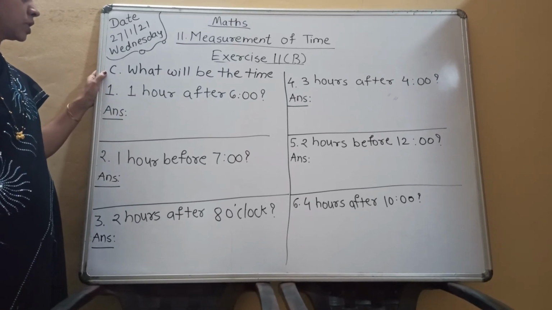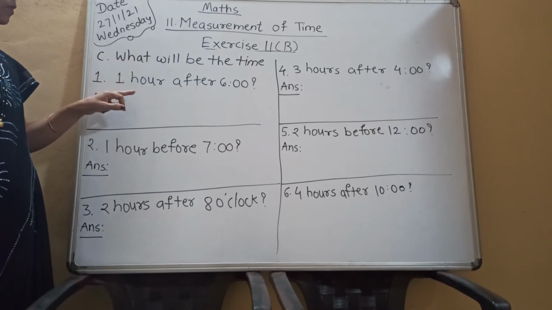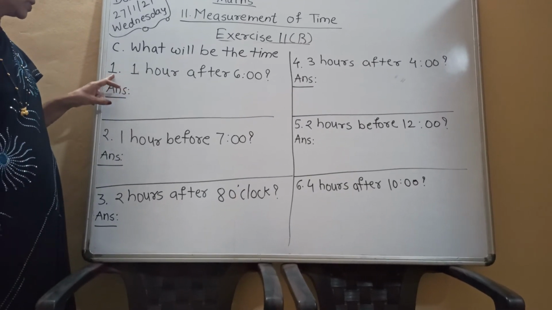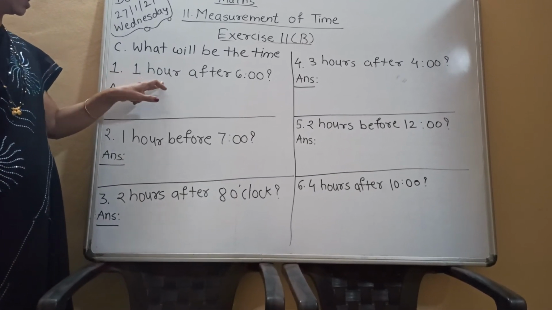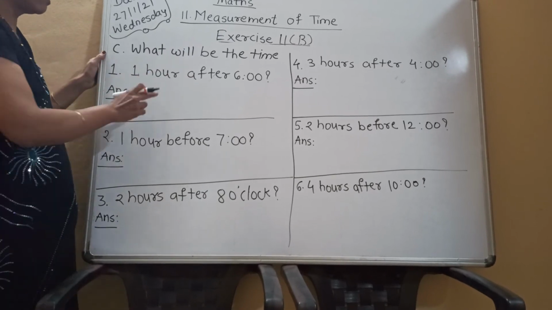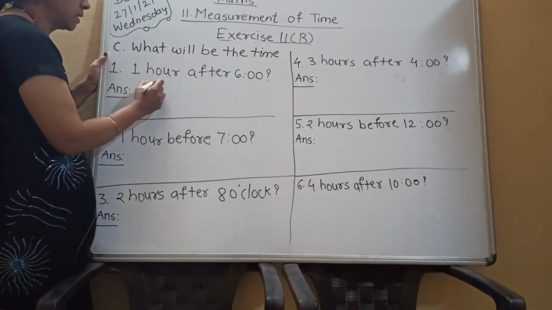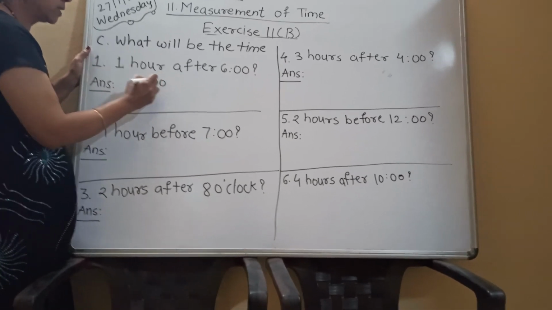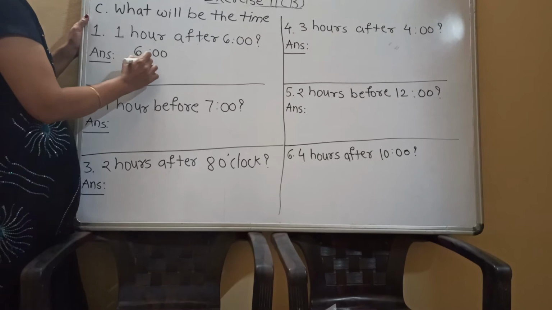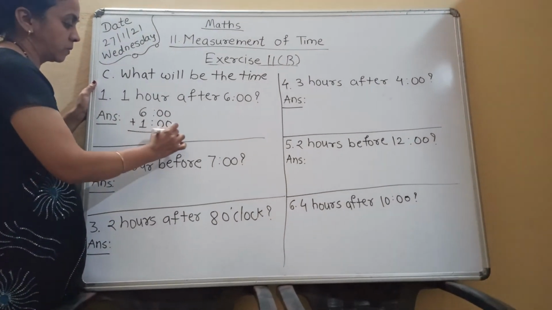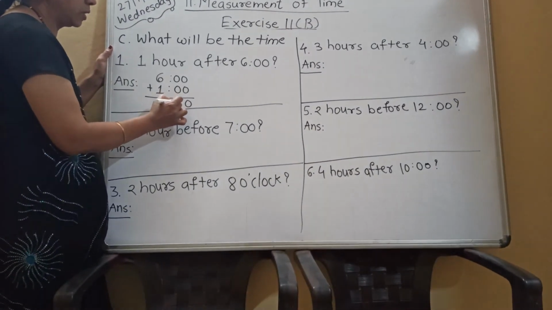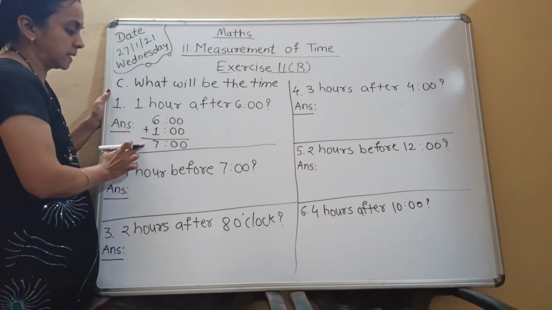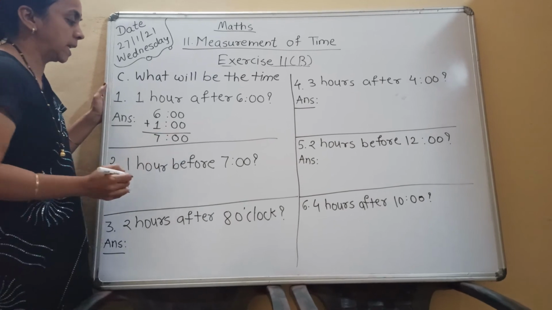Now see question. What will be the time? This question you have to write down in your notebook. So first you write down this first question. 1 hour after 6. So what we have to do here? 6 plus 1. 0 plus 0, 0, 0 plus 0, 0. 6 plus 1, 7. What is our answer? 7. You just write down like this.